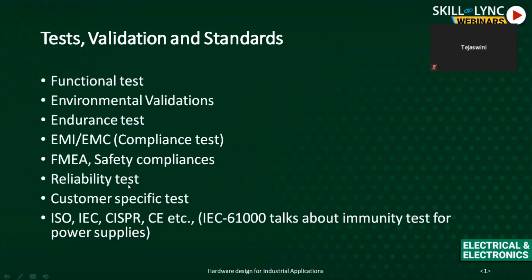The reliability test, the MTBF calculations, the warranty calculations, the reliability of the product will be done here. Then if there are any customer specific tests the customer asks for, we will do them also. These are some of the standards like ISO, IEC, CISPR, etc. For example, IEC 61000 talks about immunity tests for power supplies. When you are designing a power supply, you should consider IEC 61000, design it, and again test it with respect to IEC 61000. When the test passes, you can release the product.